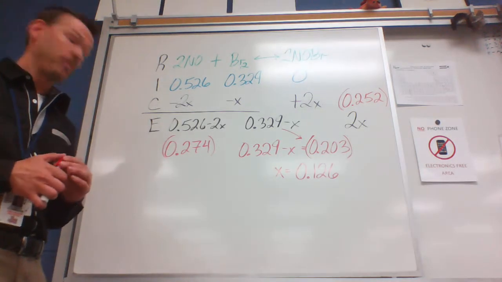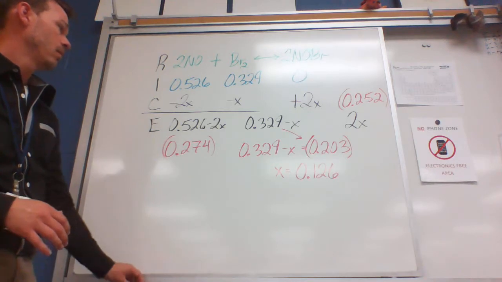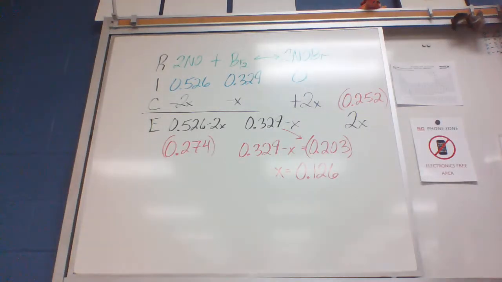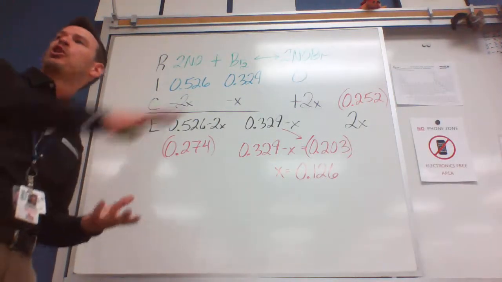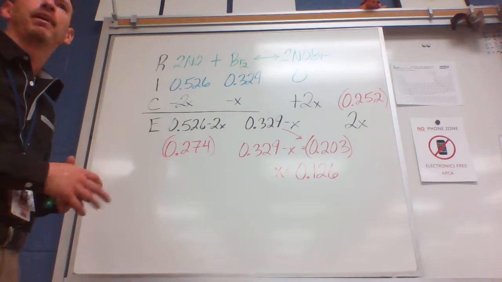Where'd you get 0.203 from? 0.203 is given right here in the problem. Boom, 0.203. Oh. That was the extra info it gave us to push us forward in the problem. It's got to give us something.